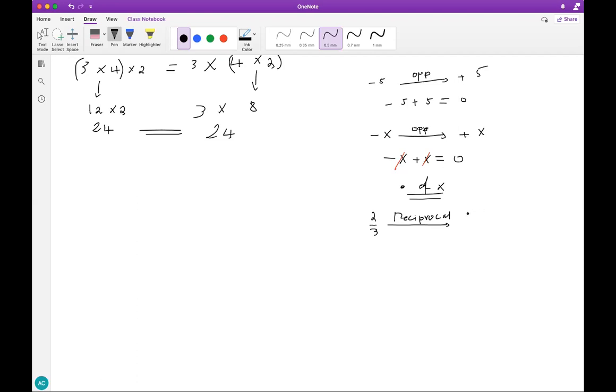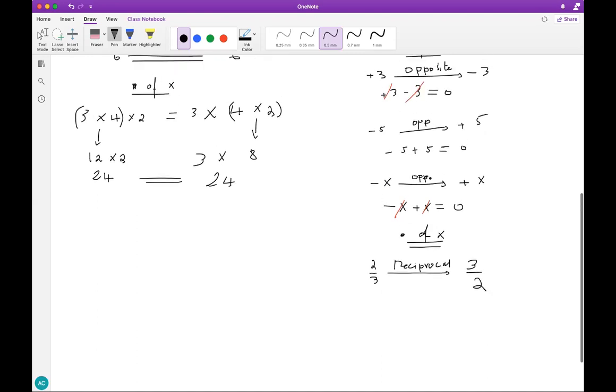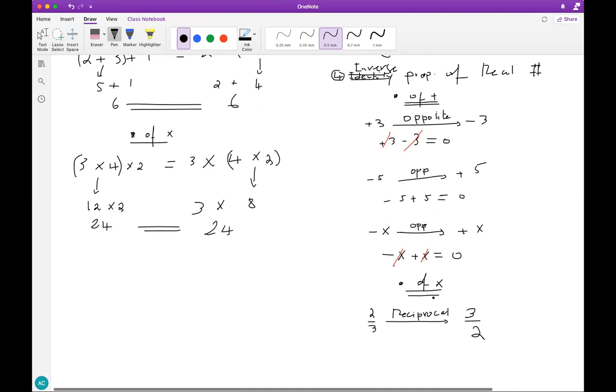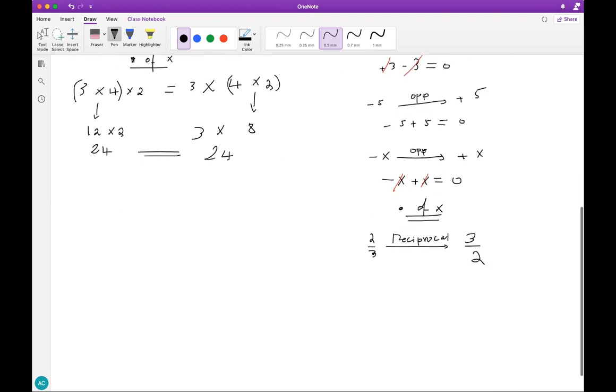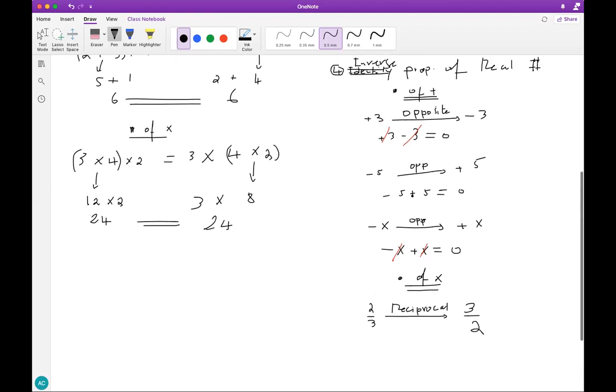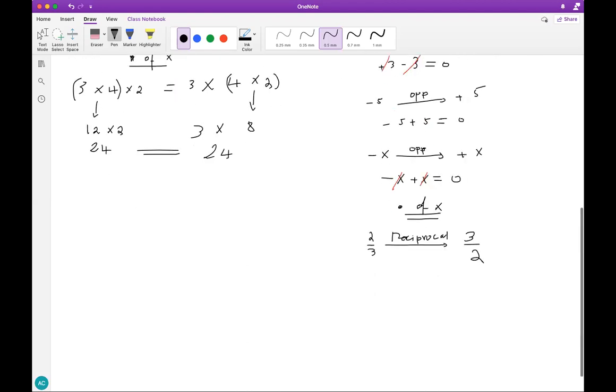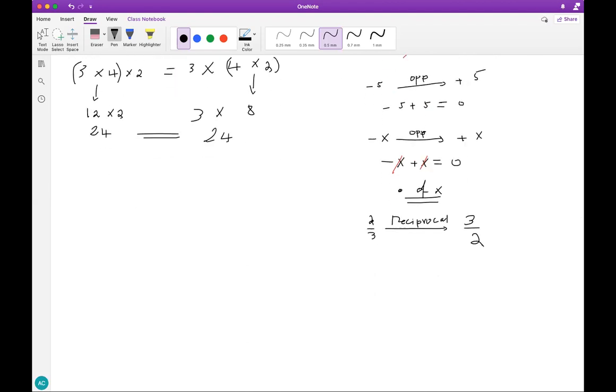3 over 2. That's right. Okay, so for the inverse property of multiplication, we actually take the reciprocal, not the opposite. The opposite is when you switch the sign. The reciprocal is when you flip the number upside down. So 2 over 3, the reciprocal of it is 3 over 2.